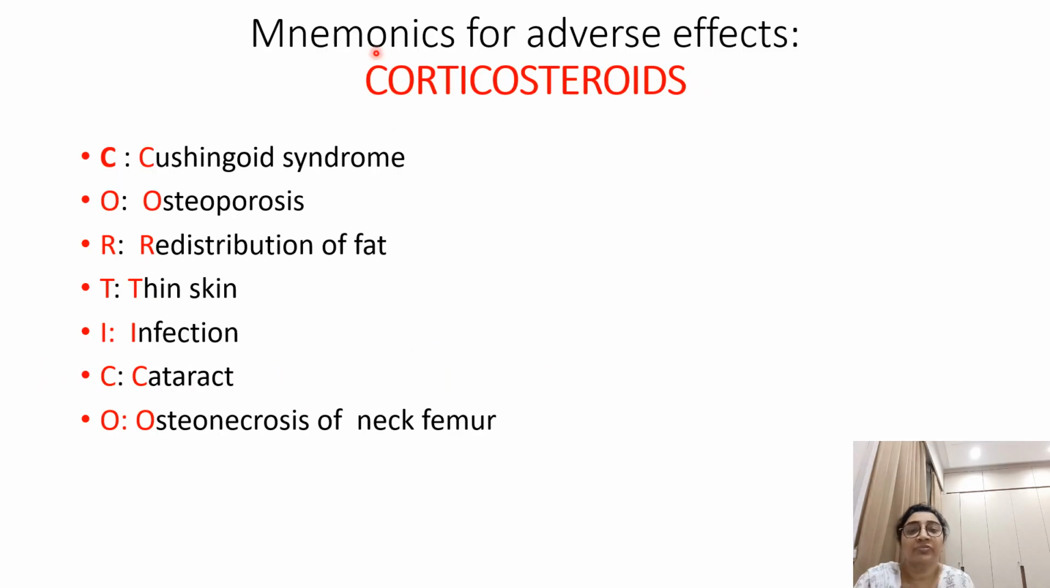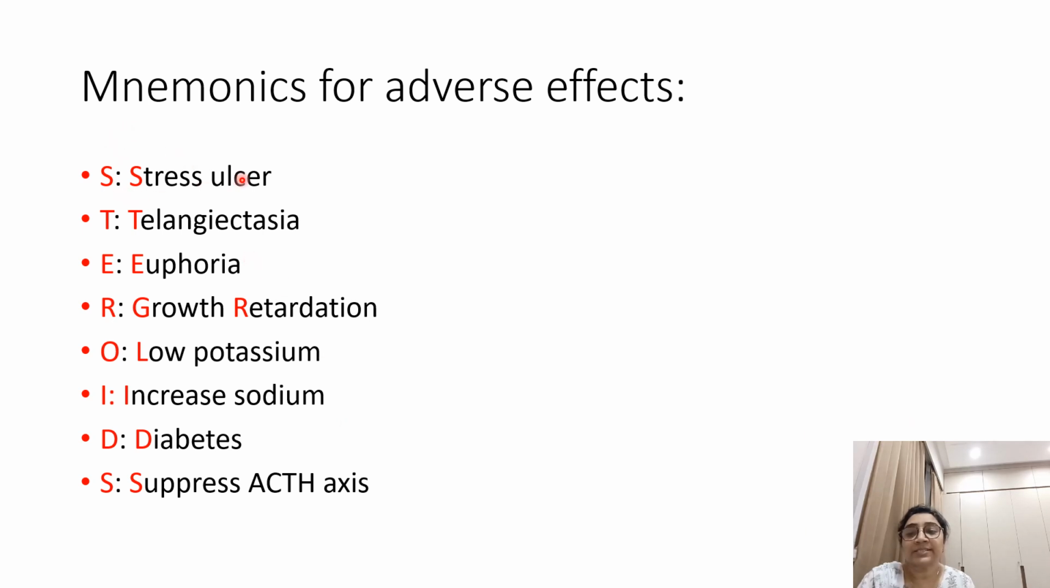Now, the mnemonic for the adverse drug reactions of the corticosteroids is CORTICOSTEROIDS: C for Cushing syndrome, O for osteoporosis, R for redistribution of the fat, T for thinning of skin, I for infection, C for cataract, and O for osteonecrosis of the neck of femur. S for stress ulcer, T for telangiectasia, E for euphoria, G for growth retardation, O for low potassium, and I for increased sodium, D for diabetes, and S for suppression of ACTH axis.